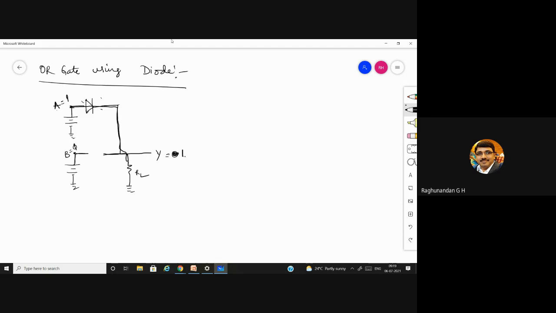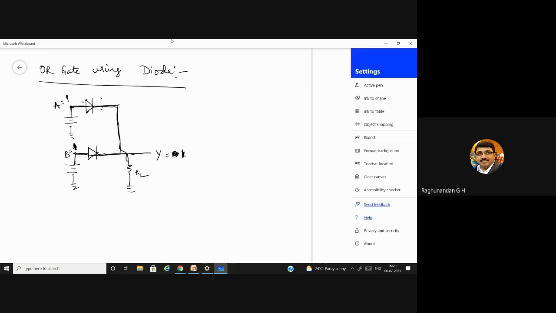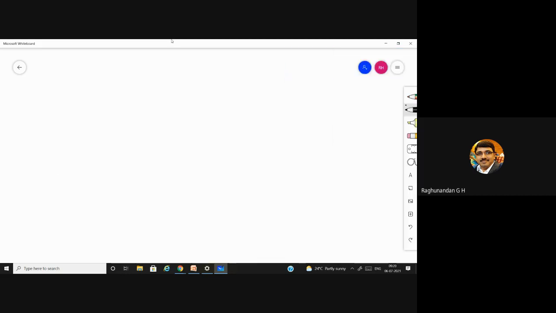Now what happens when A and B both are equal to 1? Both the diodes will get forward bias, sir. Yes, both the diodes will get forward biased and because of this, output will be high. This is how we are going to explain the OR gate using diode. Okay, this you need to explain by taking case 1, case 2, case 3, case 4. That is when A is equal to 0, B is equal to 0, case 1, A is equal to 0, B is equal to 1, case 2, like that. And you need to explain what happens to the diodes during that case.